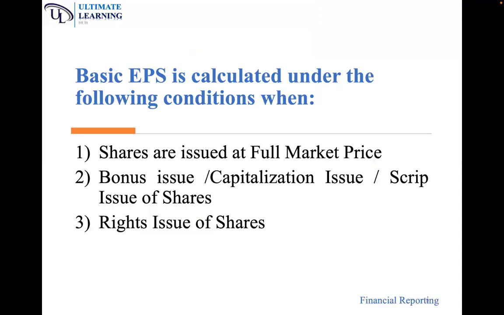Now, when we are accounting for basic EPS, this calculation is done under the following conditions. When you want to find the basic EPS, there are some factors that you must look at. Number one, you must check whether shares were issued at full market price. Number two, what we call a bonus issue of shares, sometimes called a capitalized issue or a scrip issue. And number three, we look at a rights issue of shares. So what affects basic EPS: number one, shares issued at full market price; number two, bonus issue of shares; and number three, rights issue of shares.